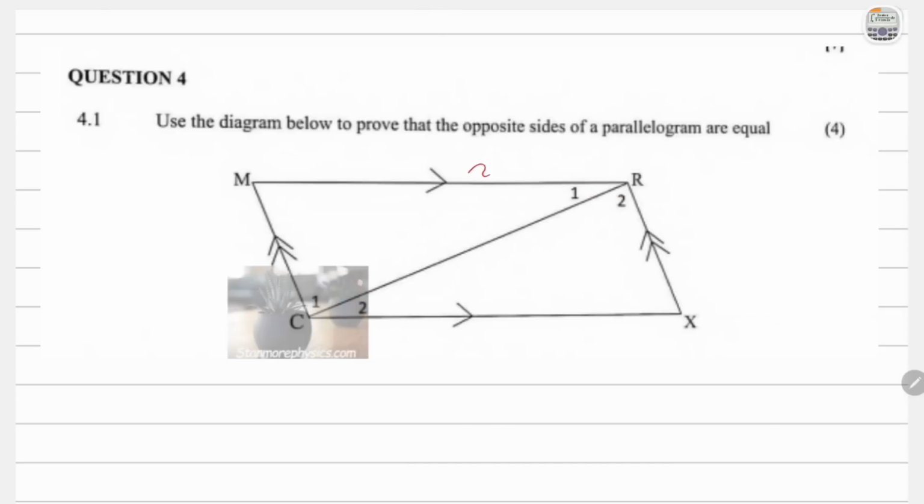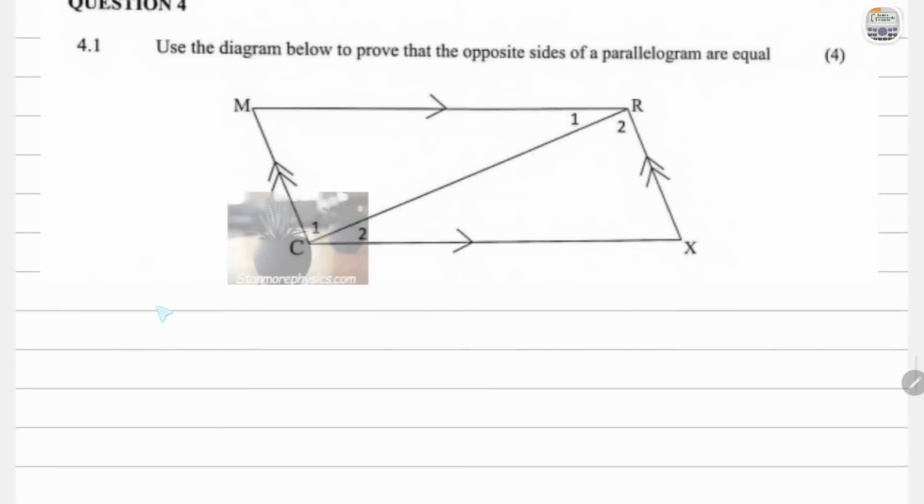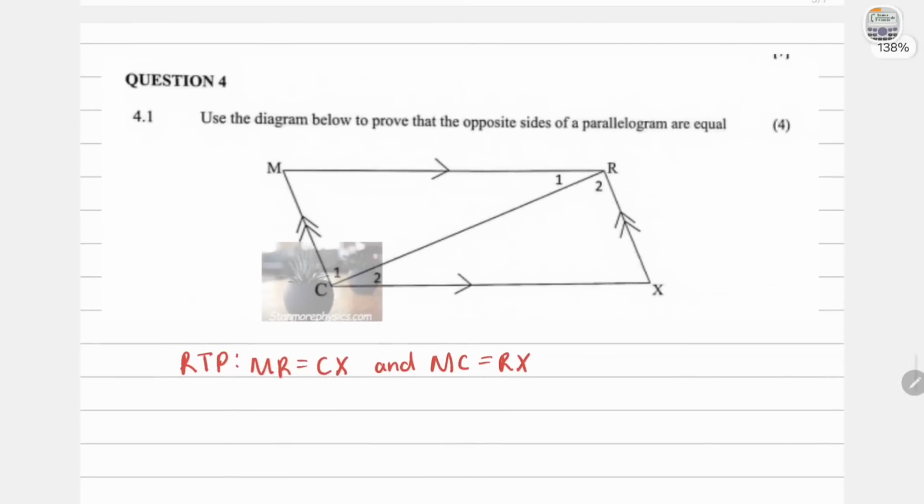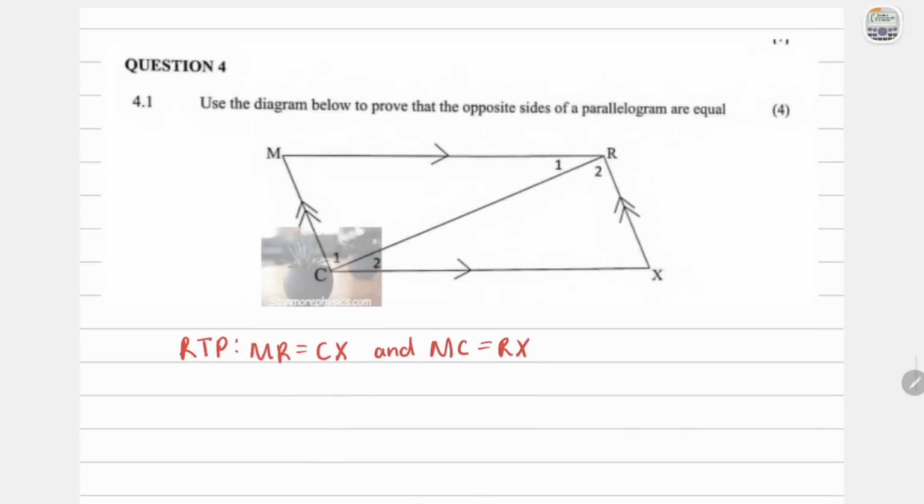So we're really just trying to prove that this side is equal to this side and this side is equal to that side. Okay, so we can actually write them down. We are required to prove, I'll just say RTP, that MR is equal to CX and MC is equal to RX. That's our goal.